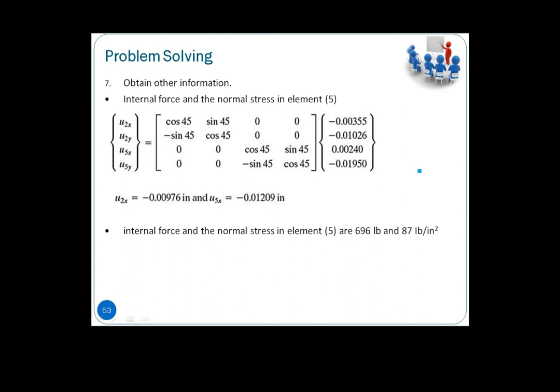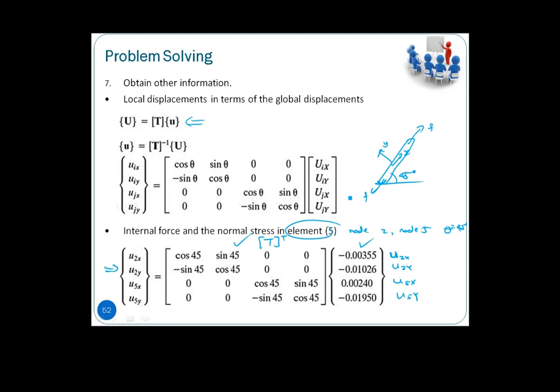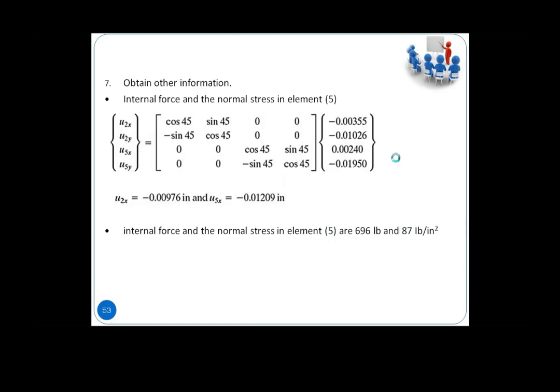Once you have done this matrix multiplication, you can find out that you only have U2x and U5x. U2y is equal to 0, U5y is equal to 0. Then basically it is in line with what we have assumed. In an individual member itself, the deformation actually happens along the local x-axis of the member rather than the y-axis of the member. So you do not have any deformation in the y-axis.